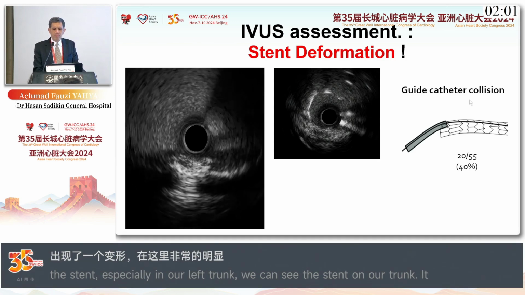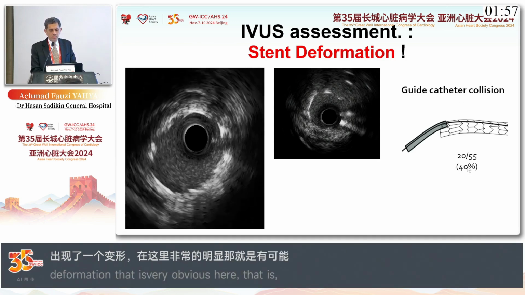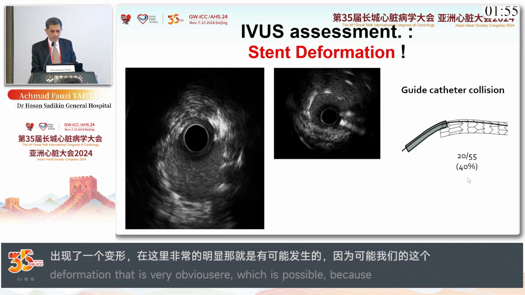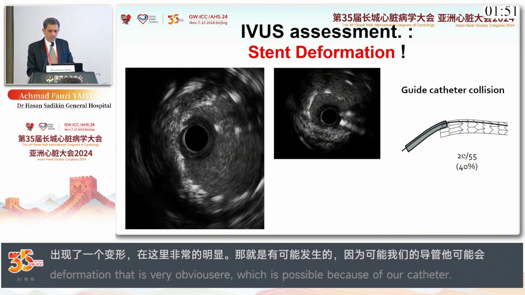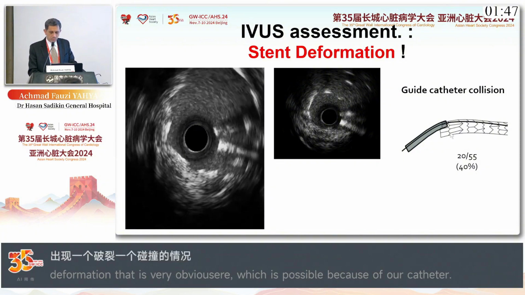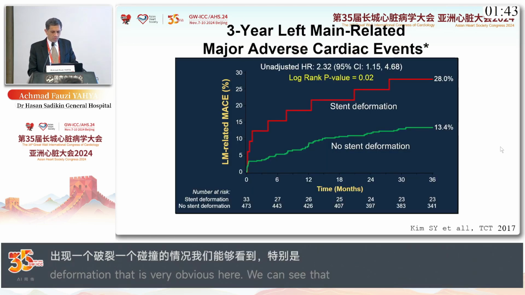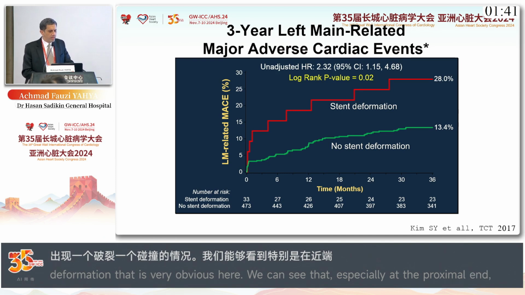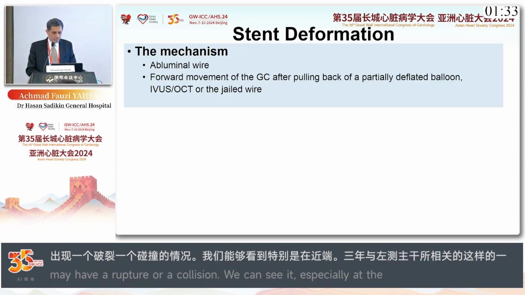It could happen because of guide catheter collision. In the OCTOBER trial it is about 40%. It can impact or deform the ostial, the proximal part of the left main stenting. And the 3-year left main related major adverse cardiac events are high if there is a deformation of the ostial part, deformation of the stent.